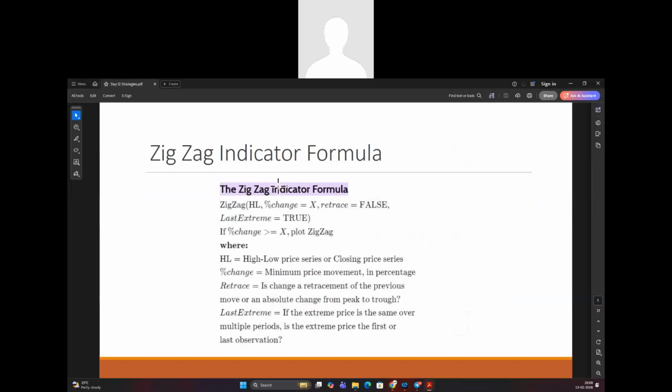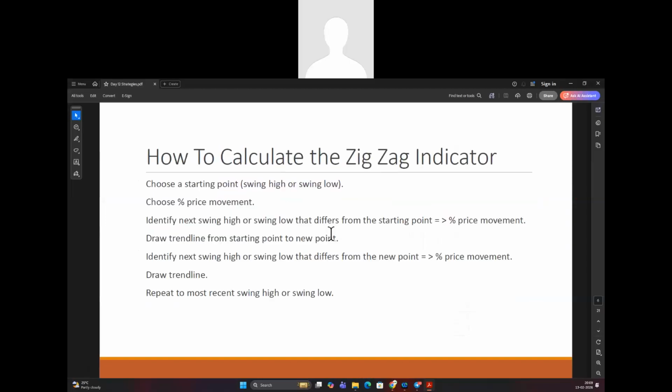Okay, so this is the formula. The zigzag indicator formula: high low percentage change is equal to x. Retrace false, last extreme true. If percentage change is greater than or equal to x, plot zigzag. So this is the formula which has been used for the zigzag indicator.